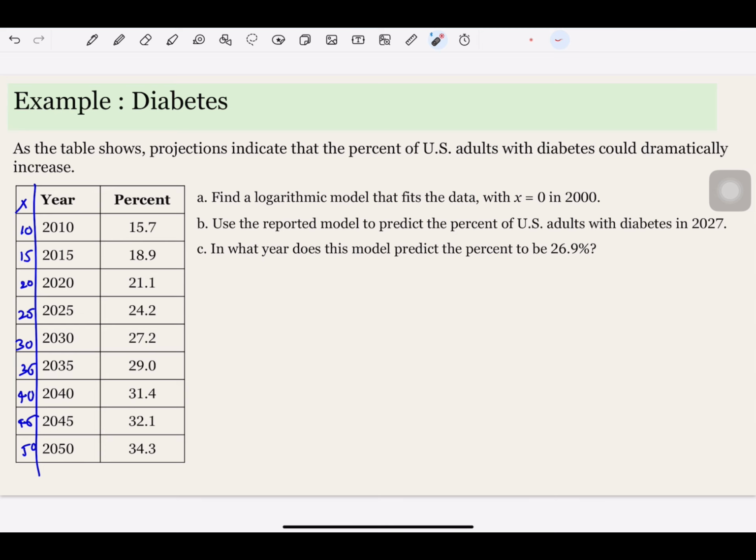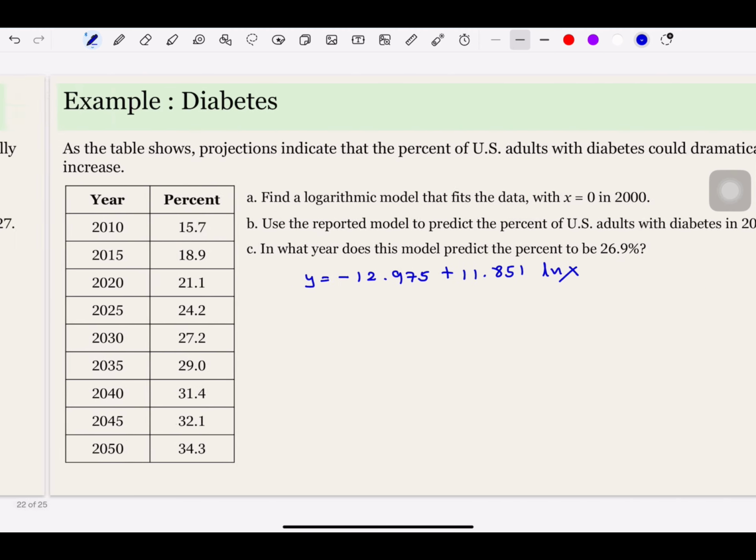If you model this data, you'll get this function. I'll give you the answer. It's going to be y equals negative 12.975 plus 11.851 ln x. Here, remember, x represents the number of years after 2000. Okay, moving on to the second part.